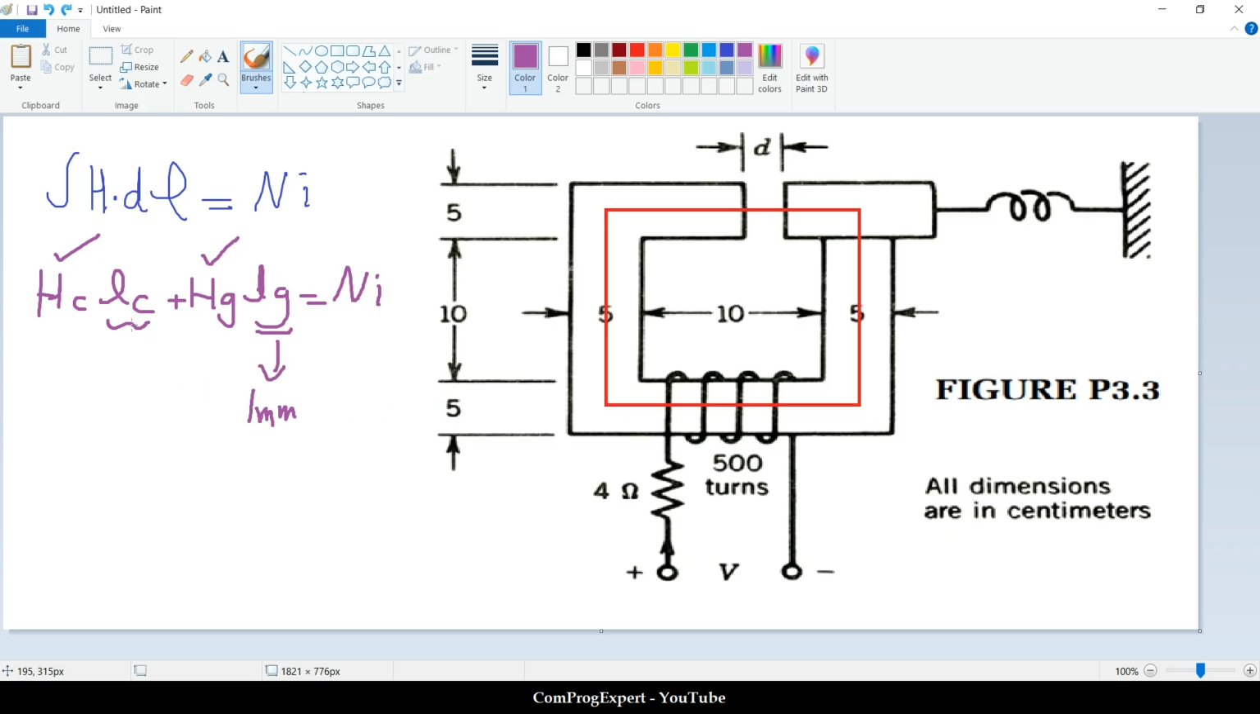So what is the length of the flux path in the core? It is 10 plus 5, that is 15 times 4. Okay, that is 60 centimeters. The mean length of the flux path inside the core.